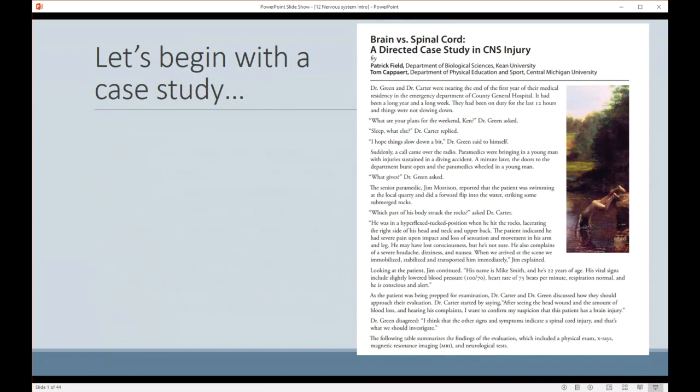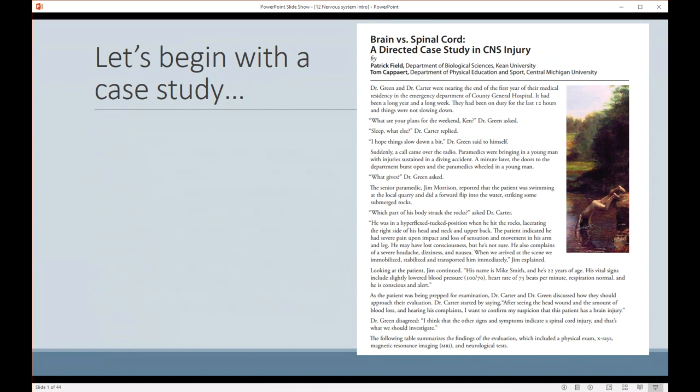Okay. So this is a brain versus spinal cord case study. And if you're a little bit older like myself, then you may remember the show ER, and this comes from that show. So Dr. Green and Dr. Carter were nearing the end of the first year of their medical residency in the emergency department of County General Hospital. It had been a long year and a long week, and they had been on duty for the last 12 hours. Things were not slowing down.